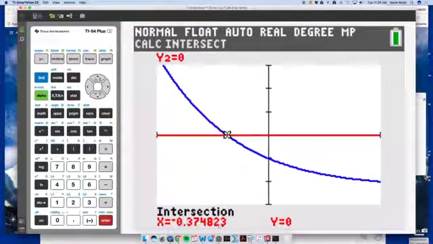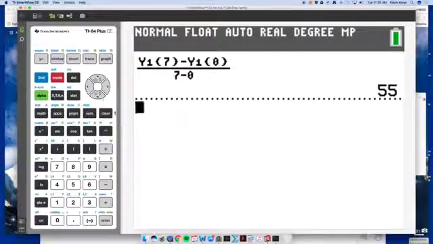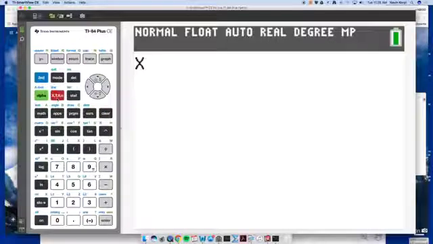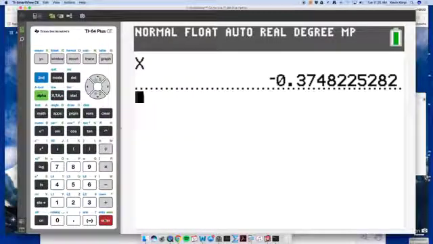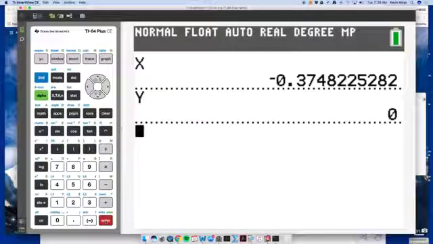Now that is a number that goes on and on and on past the third decimal. So here's what we're going to do. We're going to get out of there and we're going to go to the home screen. If you hit the X button and hit enter, there it is. Your calculator automatically stores from the graphing screen the X value in X, and if you had alpha 1, that's how you get Y. It stores the Y value.